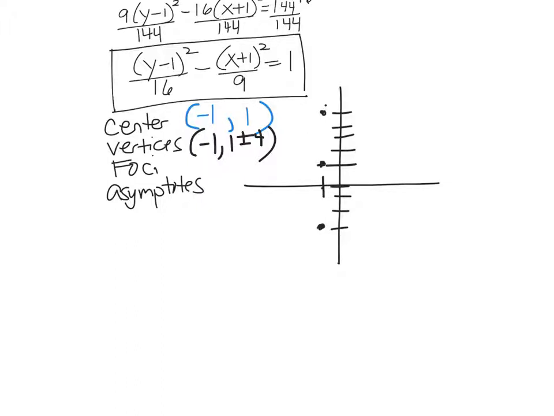Okay, and then I would want to draw the rectangle. You have to draw that. So we're going to go out 1, 2, 3 in each direction. Draw a rectangle here. It goes through your vertices, because this tells you the shape of it. It tells you how wide your hyperbola is going to be.